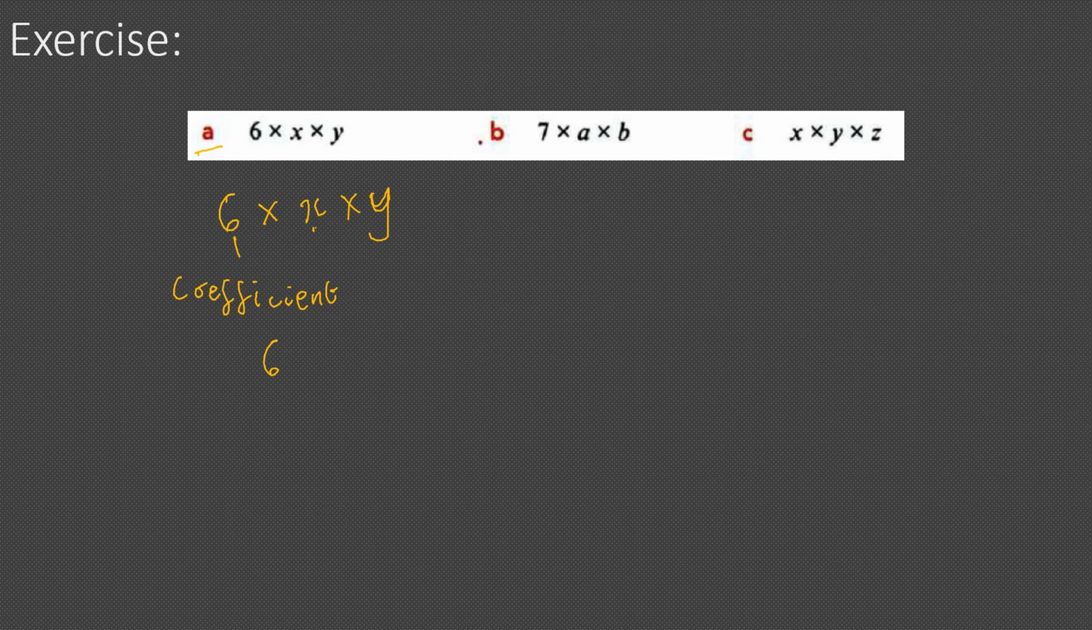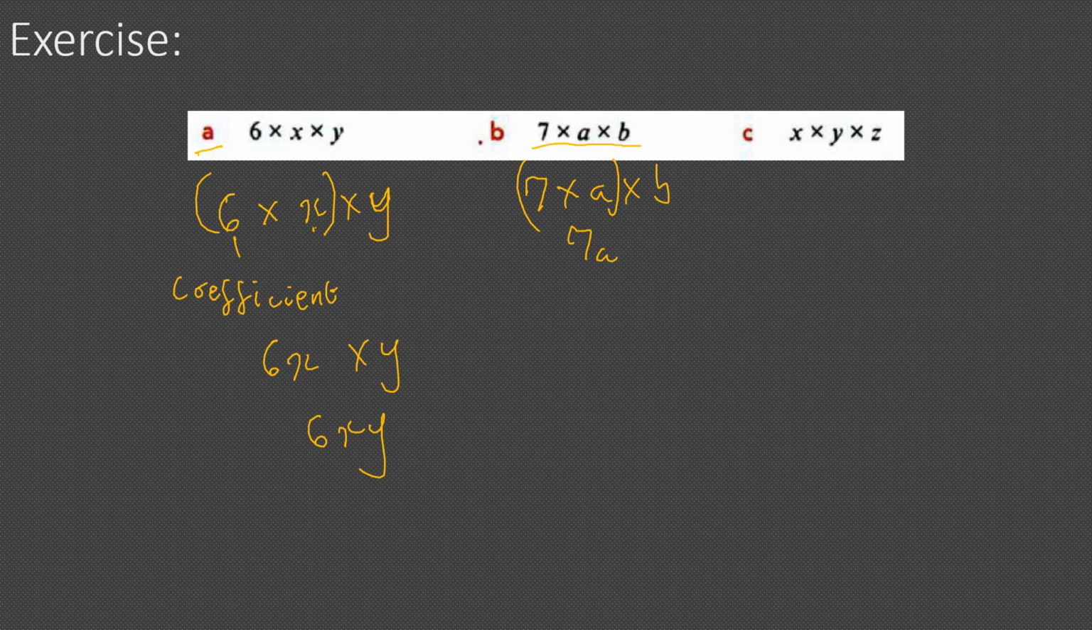So 6 times x, let's first start with that. 6 times x is 6x, and then times y again will become 6xy. They must all stick together. This is a very simple way to do it. After that, we have 7 times a times b. Again, this is following the first row. You can simply put this in brackets. First do 7 times a, which is 7a, and then times b. The b will now stick, so it will be 7ab.